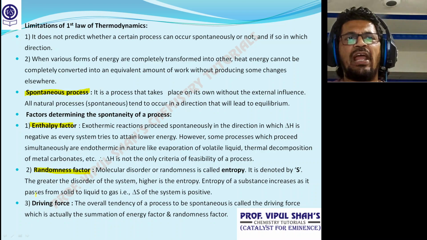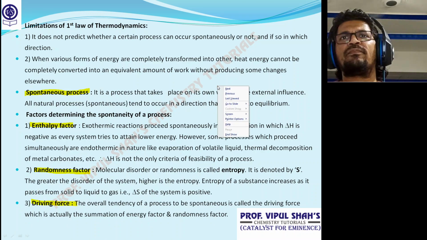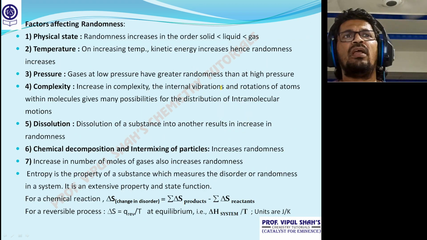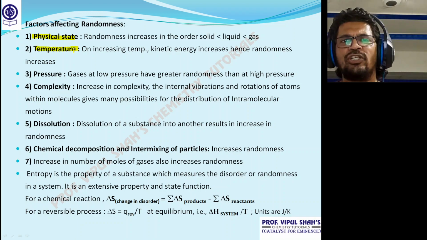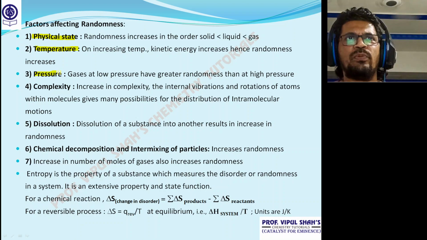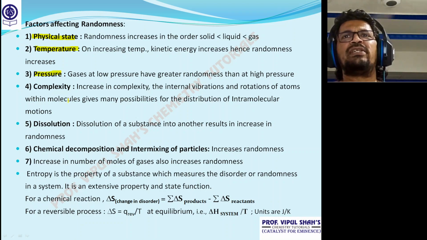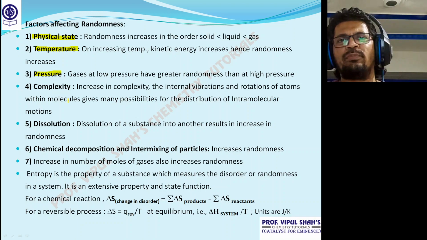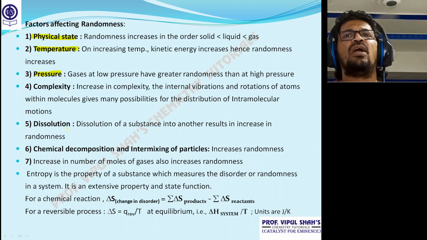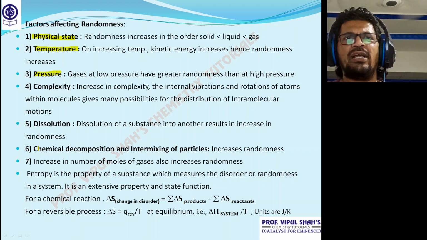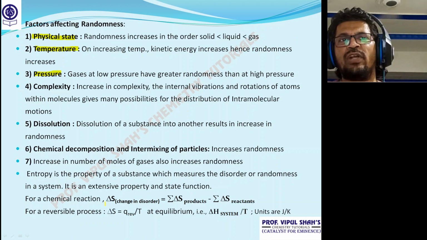Then we also have a driving force. The driving force, it is clear, also makes the process spontaneous. Then randomness depends on different factors. The physical state: the more gaseous the substance, the more the randomness. Temperature: obviously on increasing temperature the kinetic energy will increase. Then the pressure: at low pressures randomness will be more. Complexity, because of the rotations and vibrations taking place. Dissolutions, then chemical decompositions, and we have an expression for delta S.